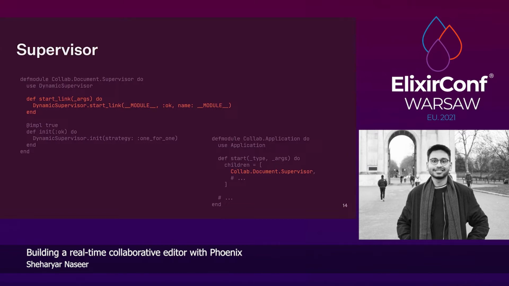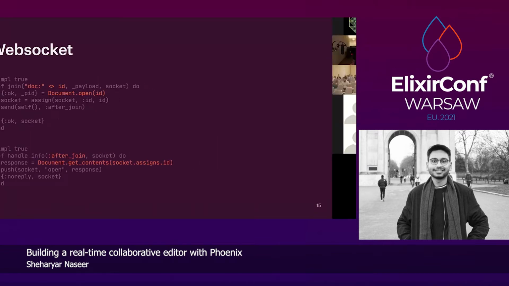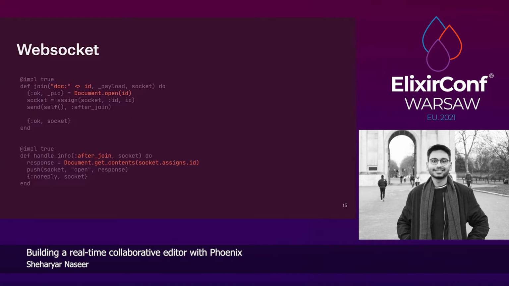For the networking layer, we'll create a plain Phoenix channel for the document topic. When a new user connects to a channel, the join callback is called, which pattern matches on the document ID. It calls the open method on the GenServer, creating the document if it doesn't already exist. Immediately afterwards, it pushes the current contents of the document to the client in the after join callback, bringing the client up to date.